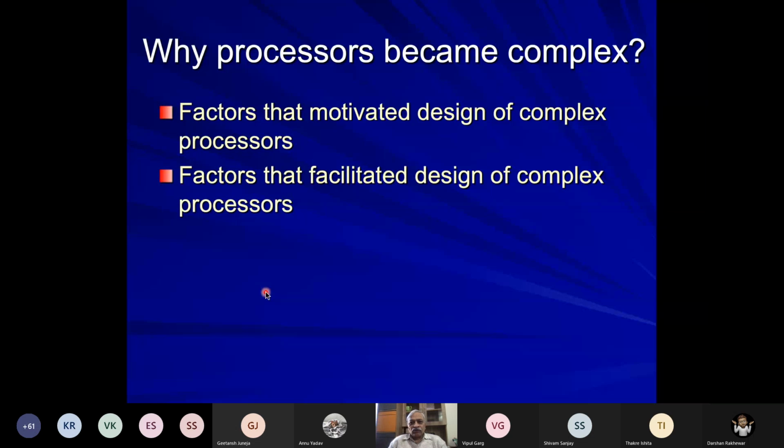So first, let's try to understand the history, why there was a trend to make processors more and more complex. So we need to understand the factors that motivated the design of complex processors. Okay, why people wanted to design more complex processors, and also what facilitated this trend. Okay, what made it easy and possible.